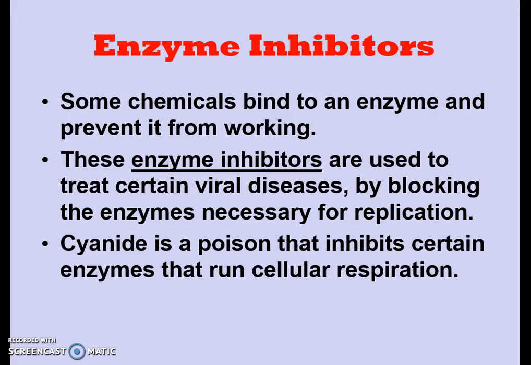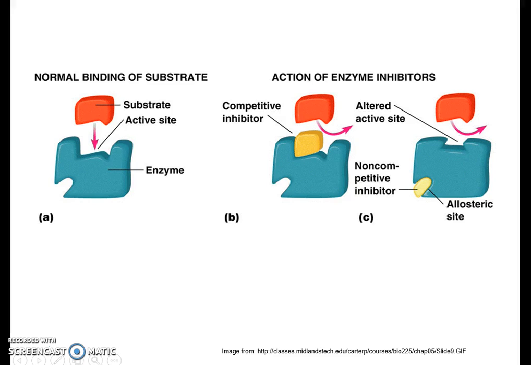Cyanide is a poison. We know that it kills people, but why? Because it inhibits enzymes that run cell respiration. So it actually blocks those enzymes from working, and that's what kills you. Here's an example of what it looks like.